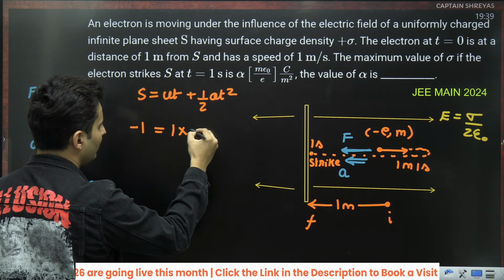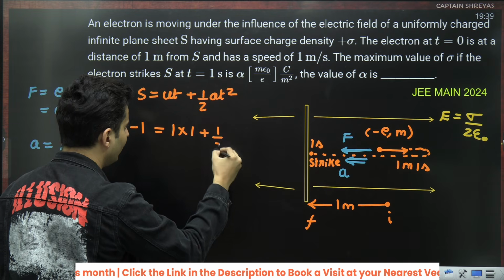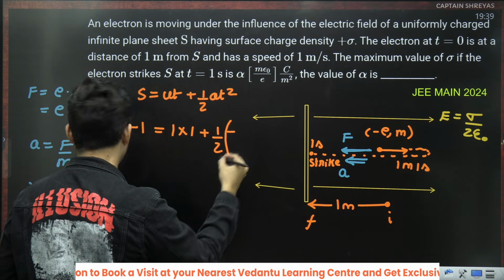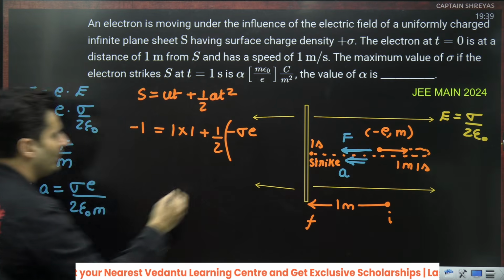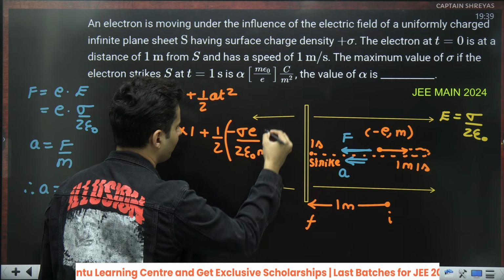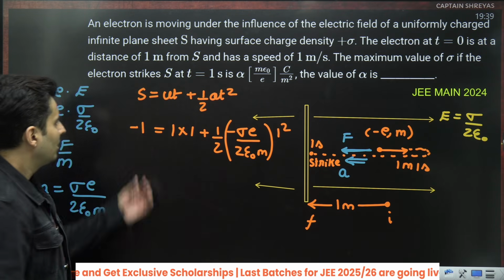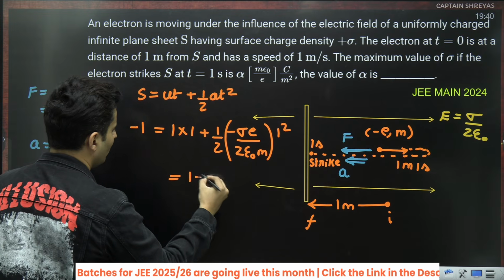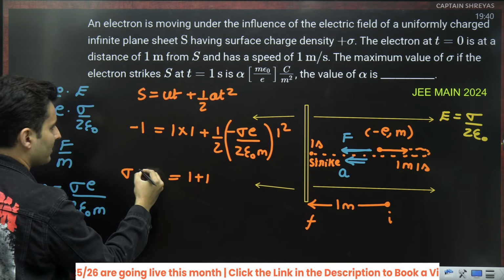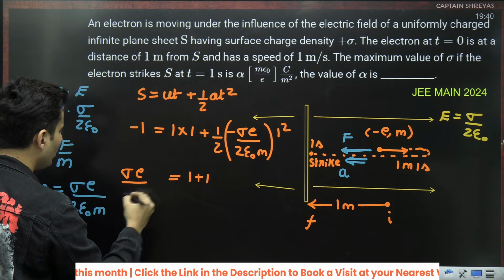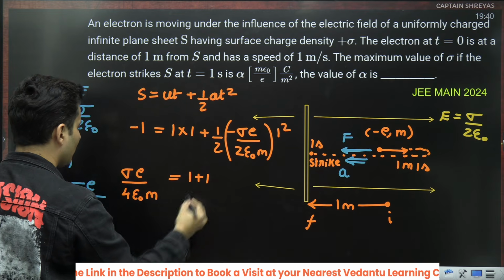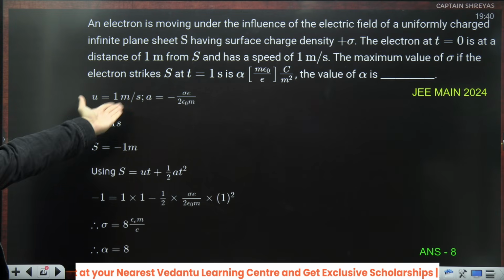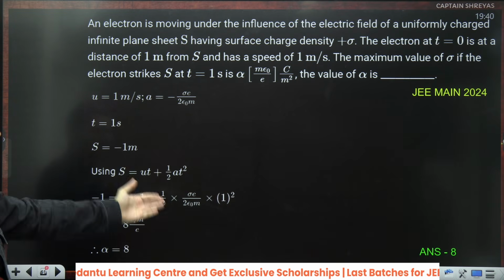Initial velocity 1, time is 1 second, plus half into negative acceleration, because acceleration is towards the left side, following the sign convention. So sigma e divided by 2 epsilon naught m, and time, which is 1 square. So minus 1, and this one will become plus 1, plus 1, which is 2. It will become 1 plus 1, and this whole thing over here. So sigma e divided by 2 into 2, 4 epsilon naught m. Solving this, you will get the value of sigma. Just check it out. If you get the value of probably whatever that alpha over there is, it is nothing but 8.